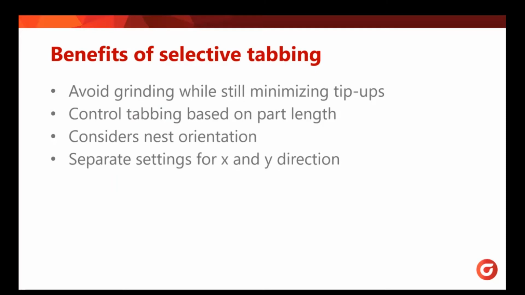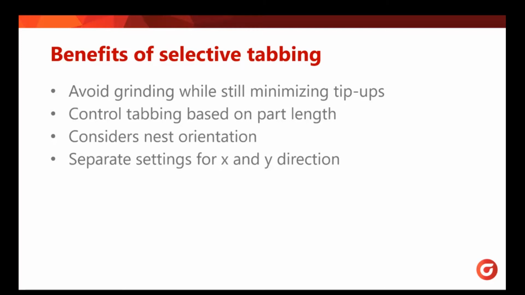Some of the benefits of selective tabbing: you can avoid grinding while still minimizing tip-ups. A lot of machines can use conditional tabbing to avoid grinding. So with laser, plasma, router, and oxyfuel, this can help reduce grinding on a finished product that maybe you need to present to a customer, like for a laser or plasma.